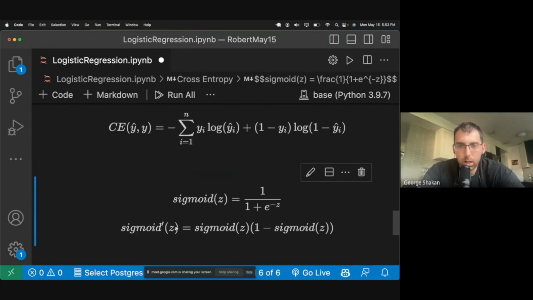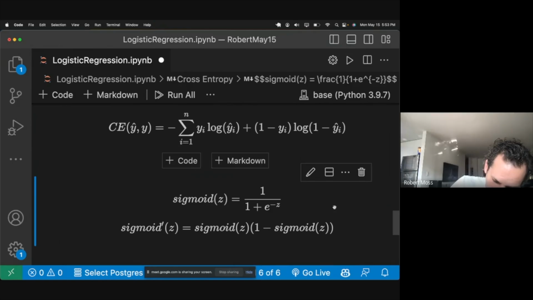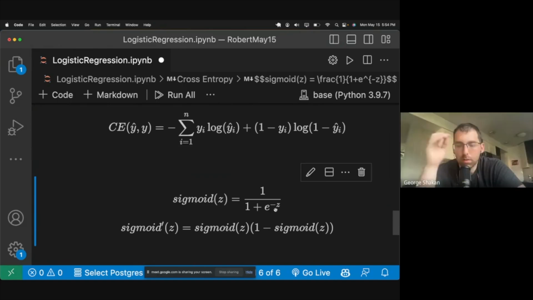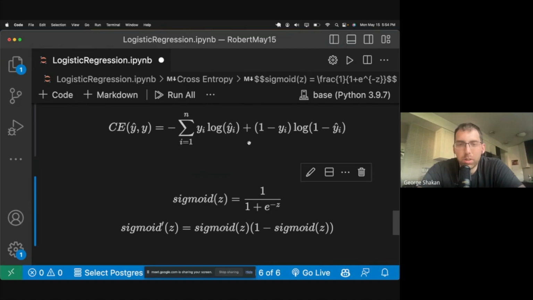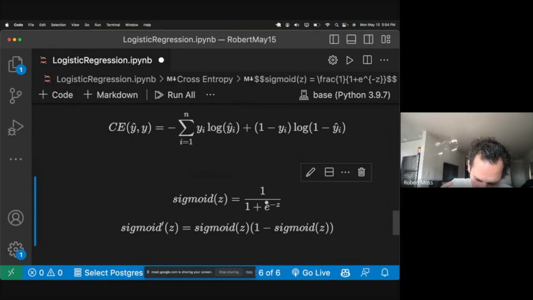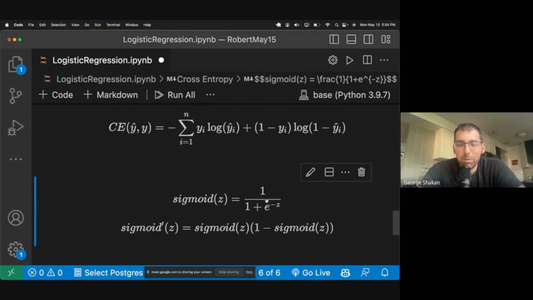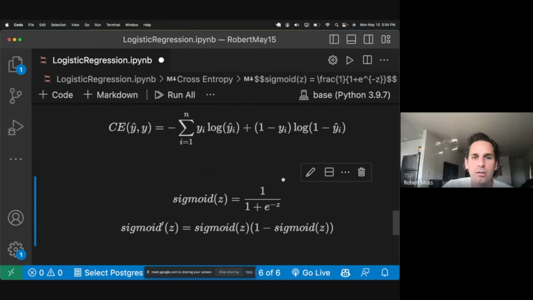So if you plug in yi hat equals sigmoid of z, you can use this formula to simplify things. Then we get that really nice optimization at the end where everything cancels neatly. It's not the neatest thing, but at least it makes our lives a little easier to know this formula. It's damn near impossible to do without that. Well, you could do it numerically.